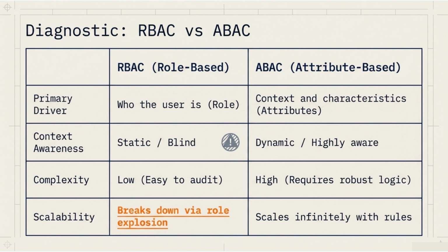Diagnostic comparison. RBAC is driven by who the user is. ABAC is driven by context and characteristics. RBAC is static and easy to audit, but it breaks down through role explosion. ABAC is dynamic and highly aware, more complex to build, and scales with rules instead of role names. Choose RBAC for clarity. Add ABAC when context starts winning arguments in design reviews. A useful heuristic: if a rule needs the word unless, you are probably past pure RBAC. Encode the unless as attributes and conditions.